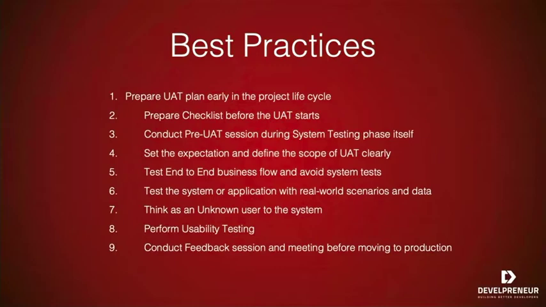Next, we have best practices. So here is a list of 9 steps that we essentially need to do to make sure that UAT is successful. We want to make sure that we prepare the UAT plan early in the project lifecycle. We want to prepare the checklist before the UAT starts, and conduct the pre-UAT sessions during the system testing phase. We want to set the expectation and define the scope of the UAT clearly. We also want to test end-to-end business flow and avoid system tests.